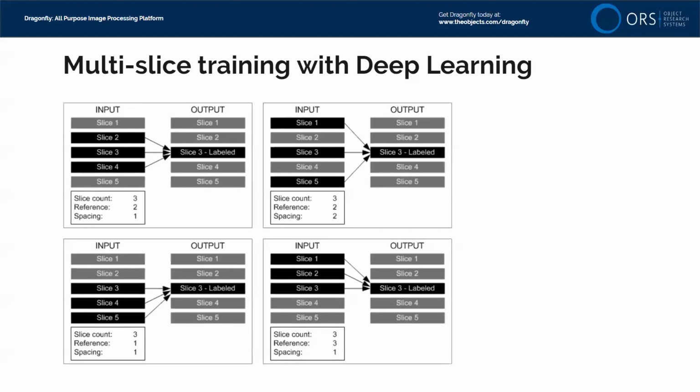When you create the model, you can just click the checkbox for multi-slice, and then you can tell it if you want them to be sequential slices or separated slices, and it can be asymmetric. It could be this slice plus the following slice, or this slice plus the previous slices.